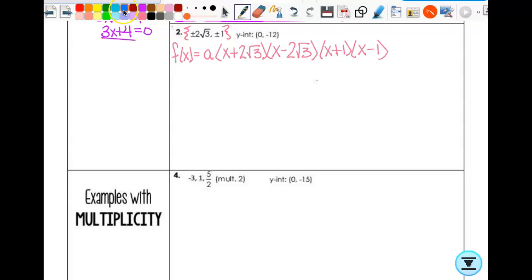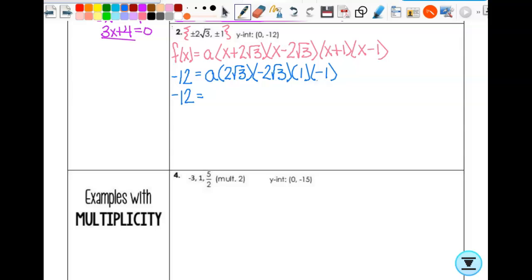Okay, so then, bless you. When f of x is negative 12, so when y is negative 12, x is 0, so that's going to be a times 2 square roots of 3 times negative 2 square roots of 3 times 1 times a negative 1. Okay, so when I multiply all that out, is it going to be positive or negative? Positive. Okay, so really the ones then are kind of, once I know it's going to be positive, I don't even need to worry about those.